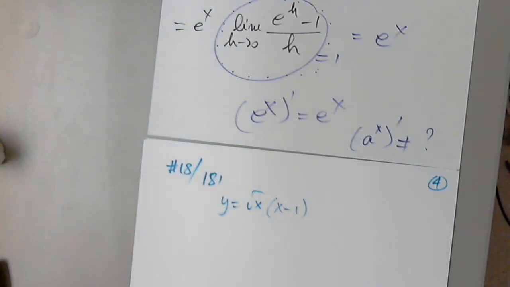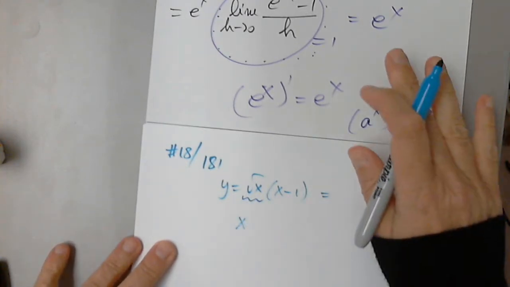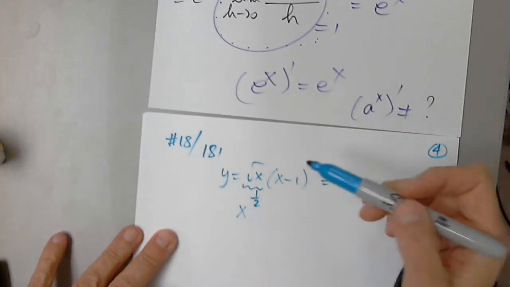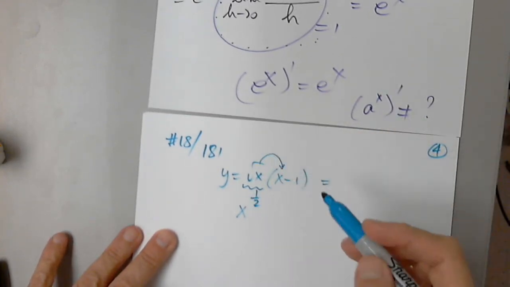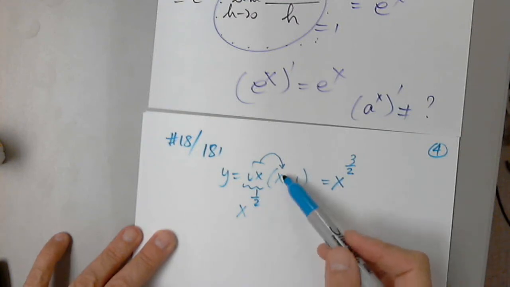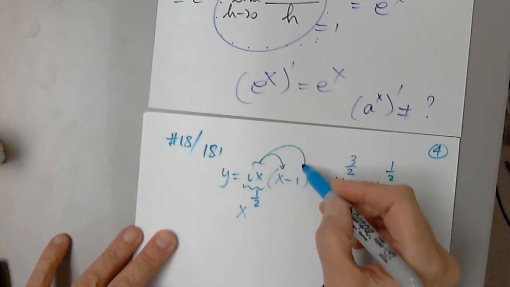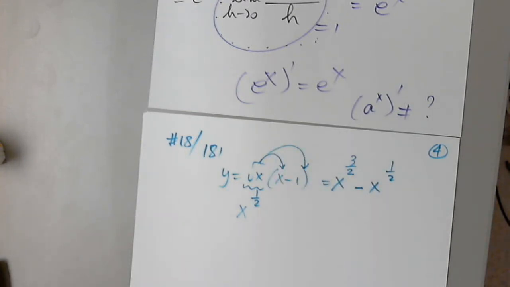At this point in time, we do not know how to differentiate a product. So what we have to do is distribute. Remember, this is x to which power? Excellent. So when I distribute x to the power 1/2 to x, I get x to 3/2. Would you agree? Copy the base, add the exponents. 1/2 plus 1 is 3/2. And then minus x to 1/2, because I have to also distribute it to the negative 1. Will that be okay so far? Are we okay, everyone? Okay, perfect.